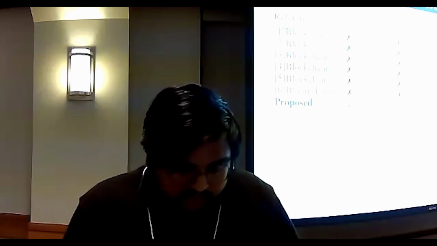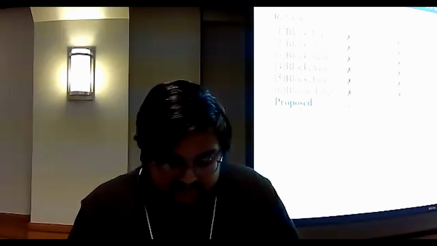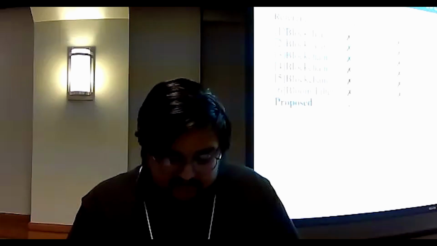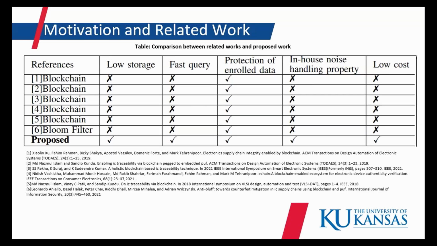We're not the first ones to do that. Instead of using traditional databases, there has been ongoing research on securing supply chain data using established state-of-the-art frameworks, such as the blockchain or Bloom filters. But the problem with these data structures is that it is difficult to obtain low storage and query efficiency. There is another major problem, which is the noise handling property, which these data structures don't have.